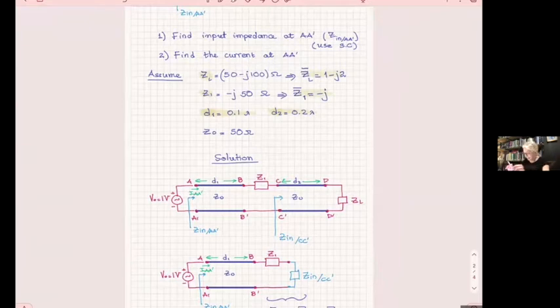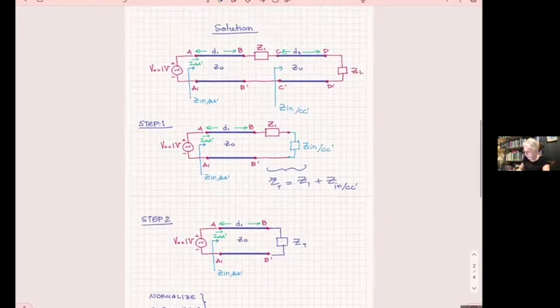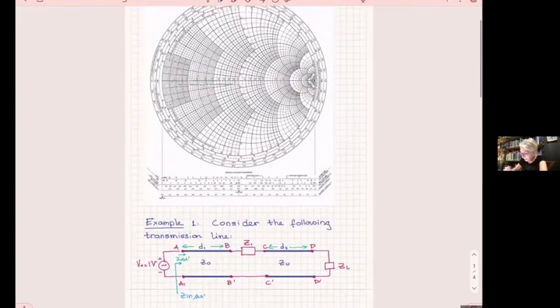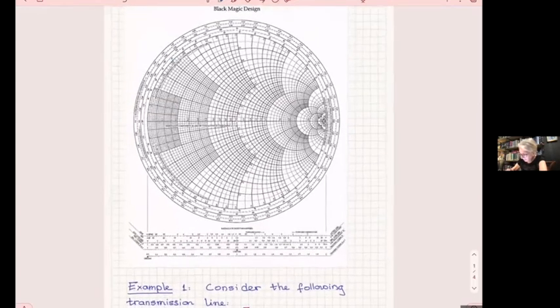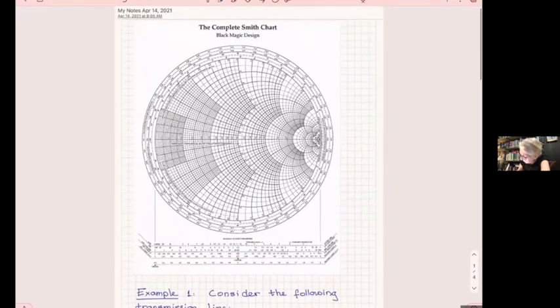All right, so let's do this. This is step 1. And this is step 2. Step 1 means I transfer the impedance and I put them in series, I sum them up. All right, let's do that then on the Smith chart. So I will do here, it's going to be step 1 on the Smith chart.